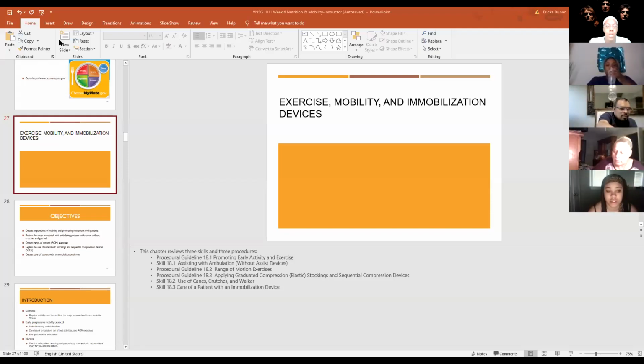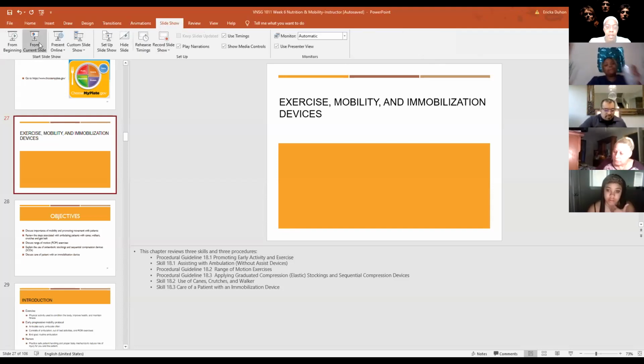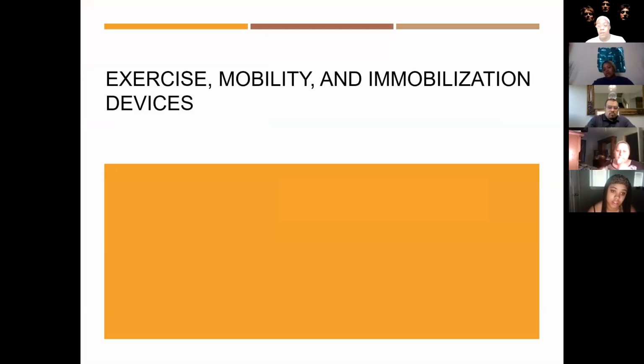Okie dokie. So today we are going to move into our skills book. We're going to be in chapter 18. Some of this is covered in the big Bible book. Just like any other class that you have, if you need more clarification, then you can always go to the big Bible book to get a little more information if you need it.